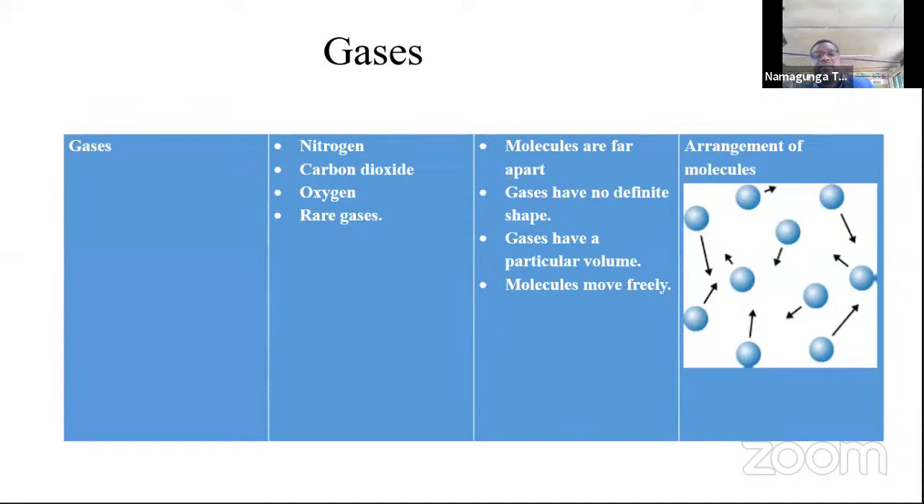Nabide, give the reason why molecules in gases move freely. Molecules are far apart. Very good. They are not packed. They are able to move. When you look at the arrangement there, you will see those arrows, which means they can easily move from one point to another because they are free. When you compare it with others, you find that these ones are free to move. So that is on the states of matter.